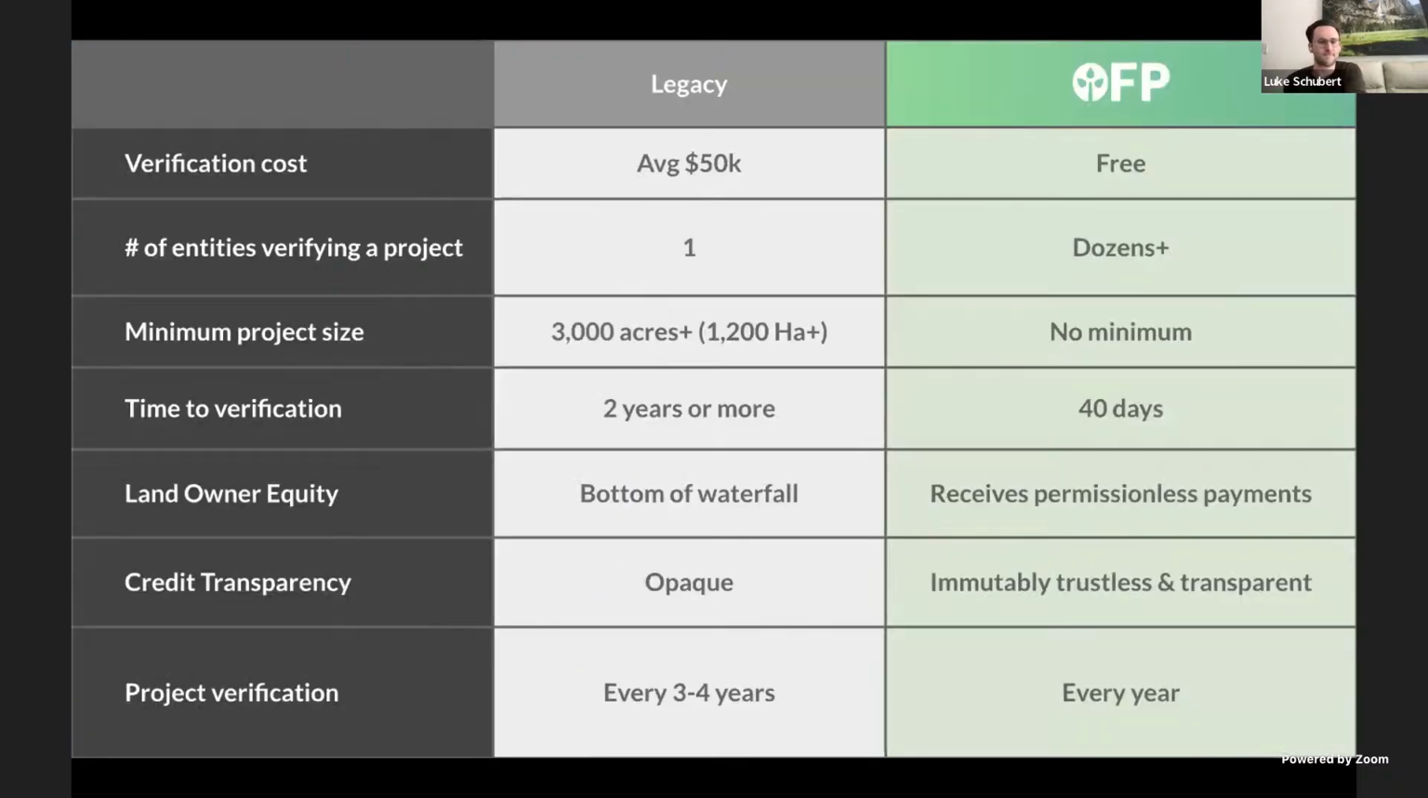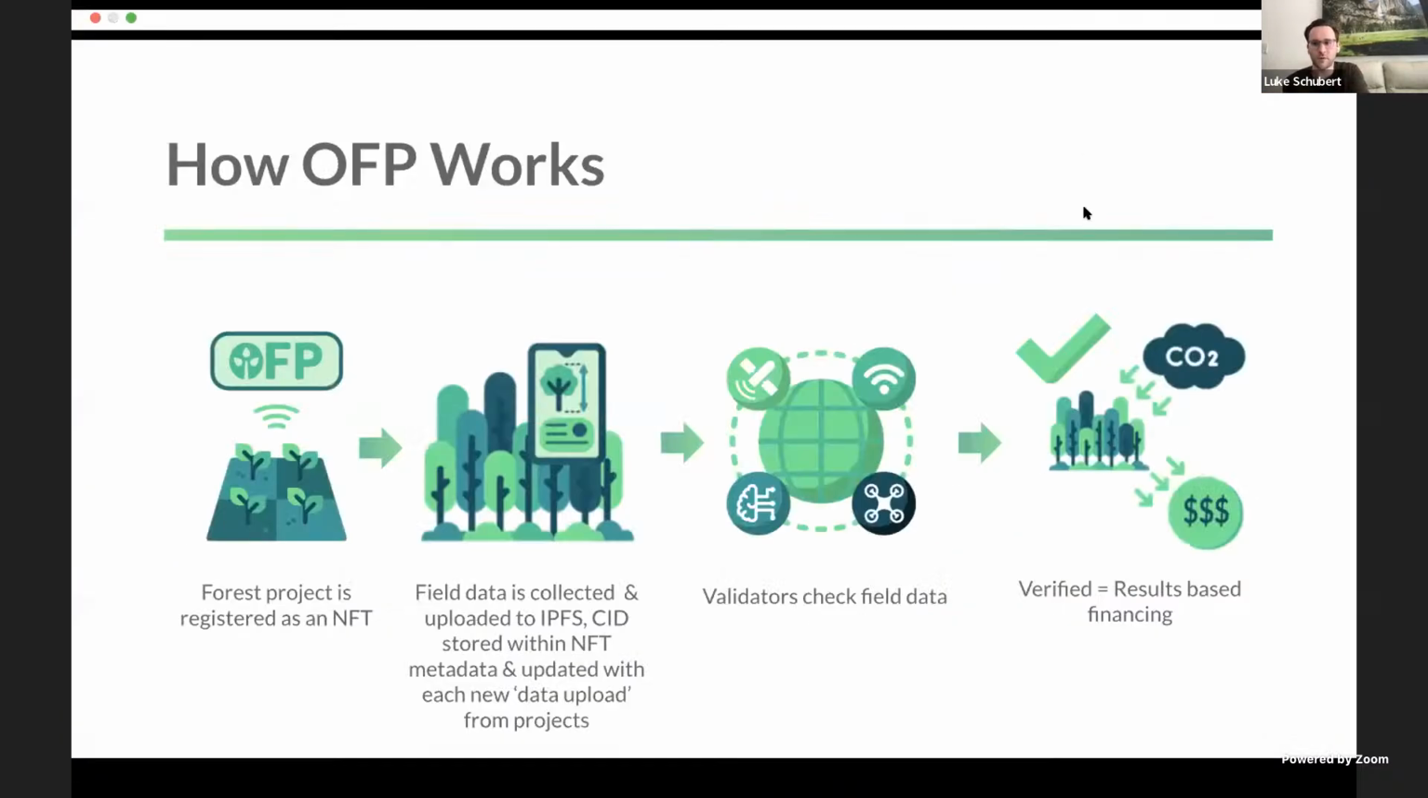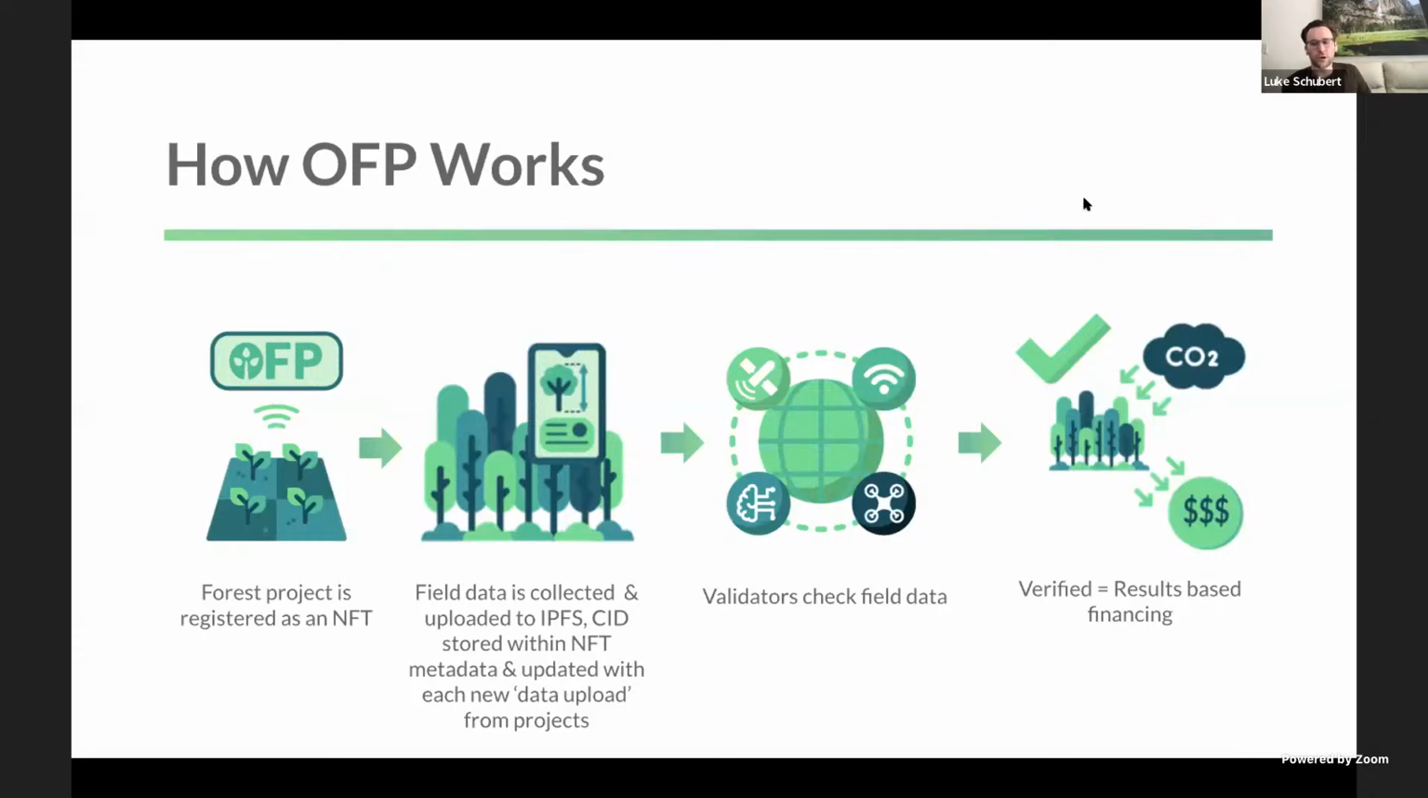So we'll just go ahead and move on to how OFP works. This is a rough outline of how we are essentially streamlining and making more efficient the process of field monitoring and monitoring of land. By creating those financial incentives to reverse deforestation rates, you have to have good integrity of data on the ground. That's what we're focused on first and foremost: having good MRV data that's accessible, streamlined, and radically transparent using blockchain. The very first step in OFP is registering a forest project as an NFT.